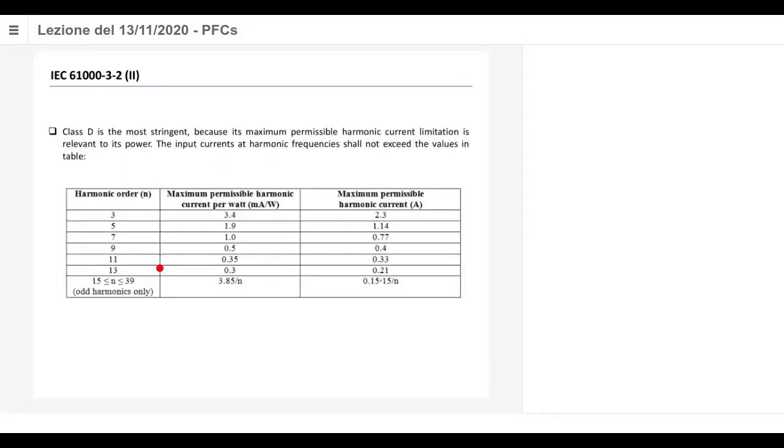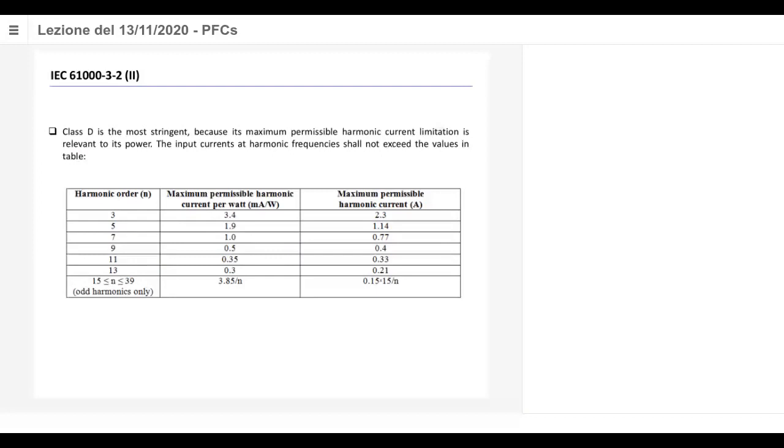Okay, so this is a table that describes the maximum admissible harmonic current that you can have in the mains supply, for example, for power circuits. This is the order of the harmonics. For harmonic number 3, whose frequency is 3 times the fundamental frequency, it should have a harmonic current which is less than 2.3 amps. Okay, etc. For each order of the harmonics, you have a specific limitation of the maximum possible harmonic current.